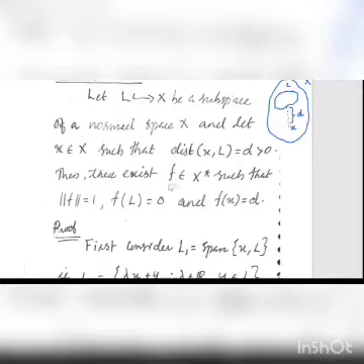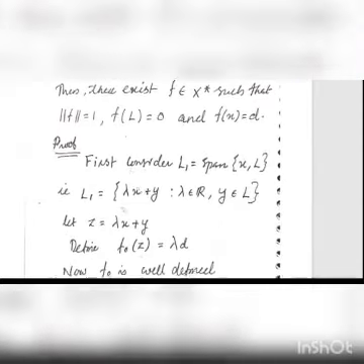So you want to define an f in X star such that norm of that function should be equal to 1, and its value in L is 0 and its value in x is the distance between x and L. So first of all we will consider a set L1 that is equal to span of x comma L. Now L1 is nothing but lambda x plus y such that lambda belongs to R and y belongs to L.